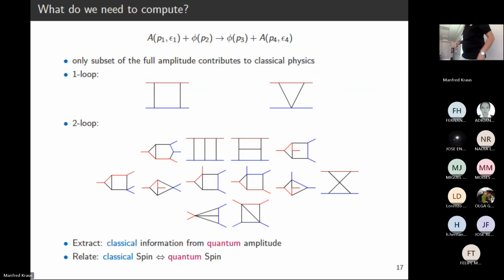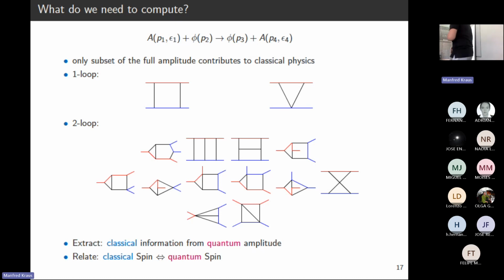So what do we compute in the first place? We now compute the scattering of the massive vector boson and the massive scalar in gravity. For example, at one loop, we only have to compute the box diagrams and these triangle diagrams, where here in black is the graviton plane. And that's all. That's where all the classical physics is hidden. At two loops, you have to compute this subset here of the full amplitude, and all of the classical physics is hidden in these kinds of diagrams.